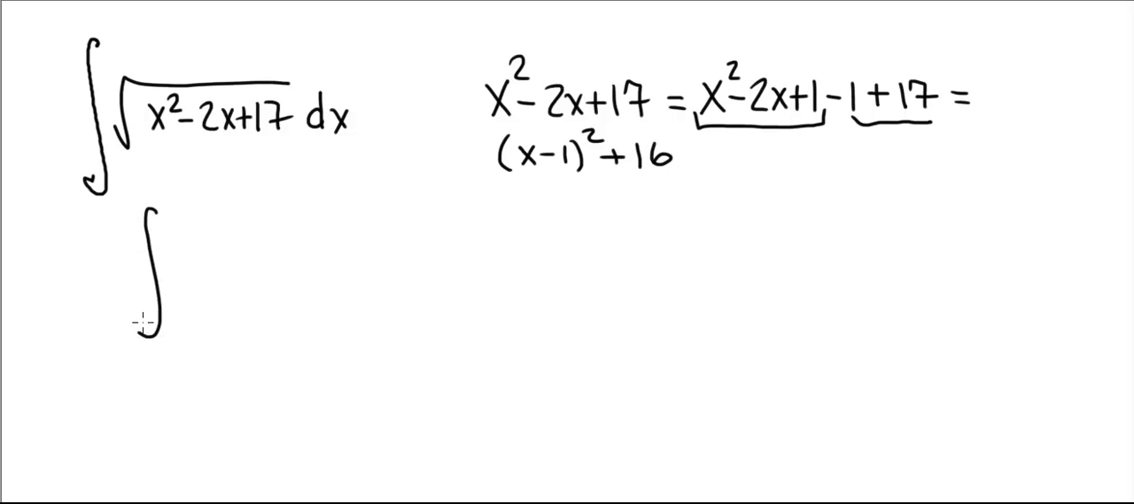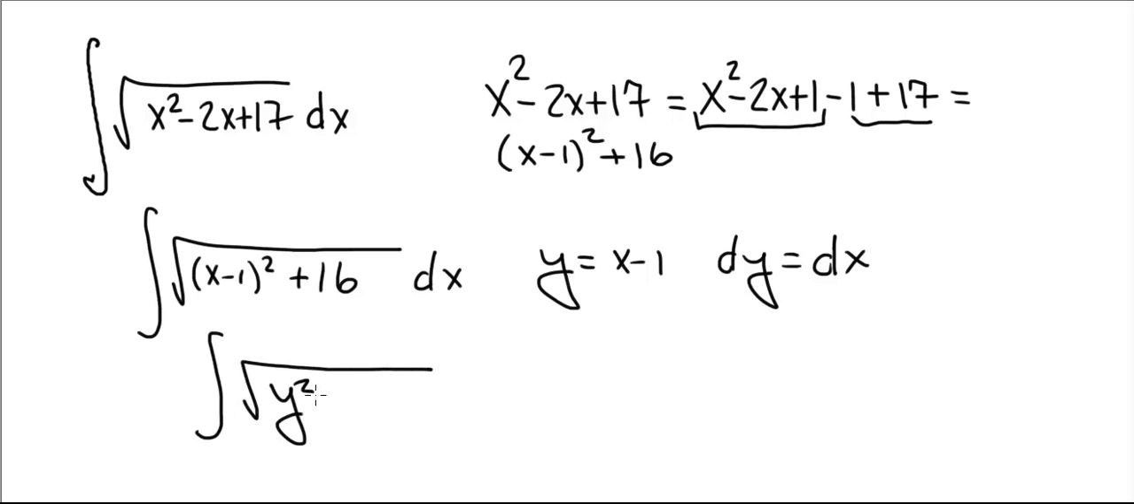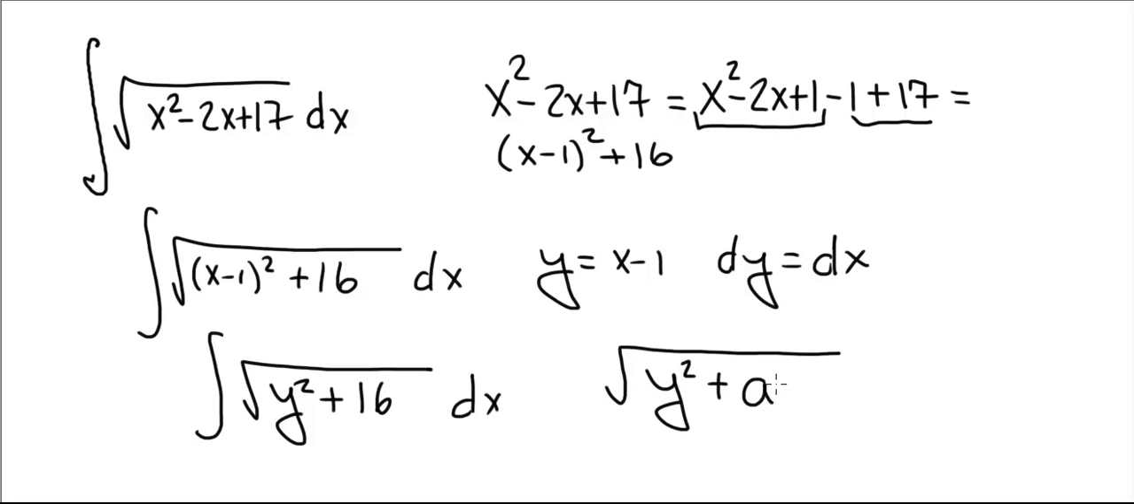Now rewrite the integral. The integral now looks like the square root of x minus 1 squared plus 16. We're going to make one more substitution. Let y be x minus 1, then dy is just dx. And so the integral in variable y looks like this, the integral of the square root of y squared plus 16 dy. And that matches one of the three basic trigonometric substitution type integrals where we have a radical of y squared plus a squared. So matching a squared to 16, we have a is equal to 4 in this problem.